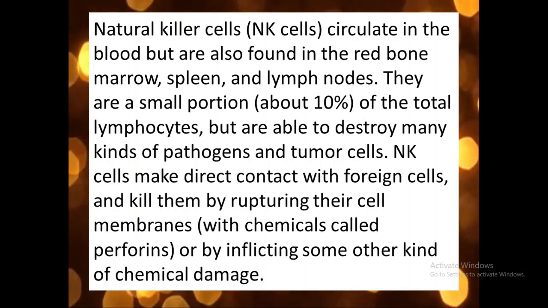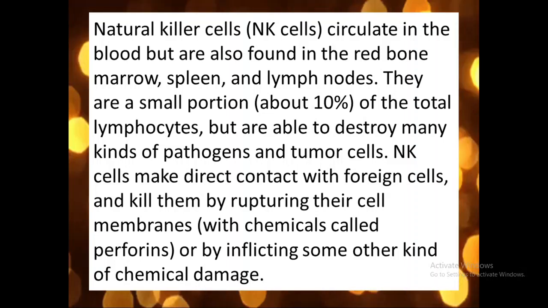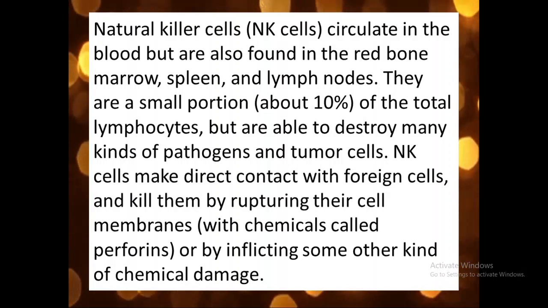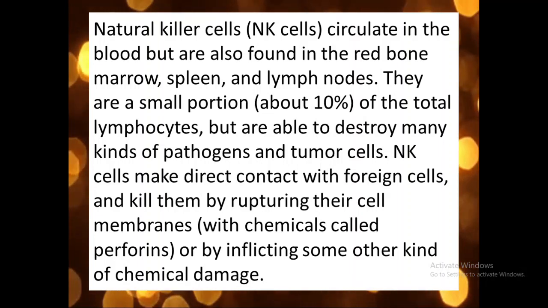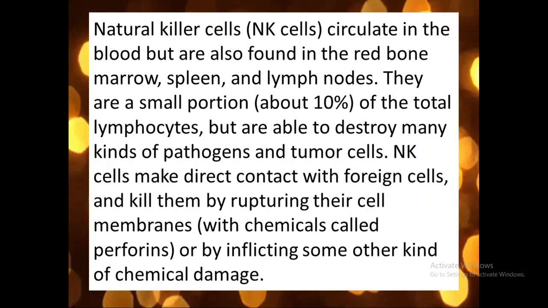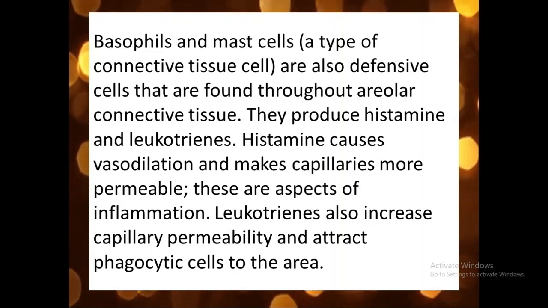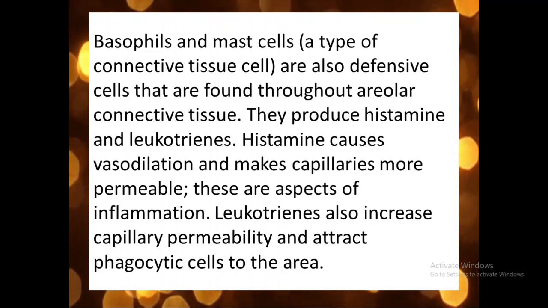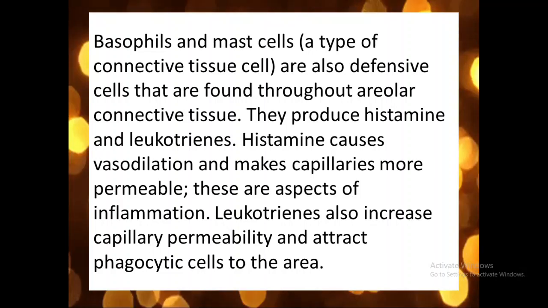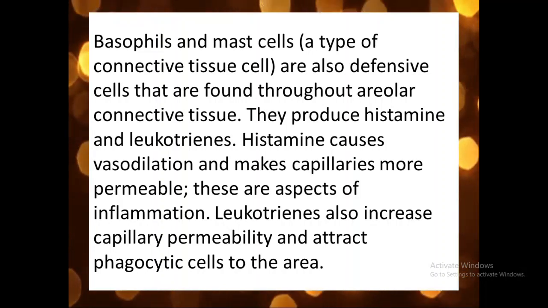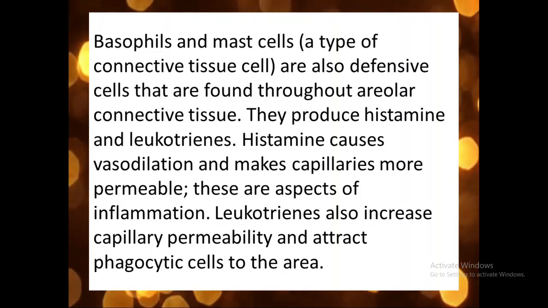Sabi po dito, natural killer cells circulate in the blood but are also found in the red bone marrow, spleen, and lymph nodes. Nandiyan din po ang tinatawag natin na basophil, which are derived from the red bone marrow and are motile white blood cells that can leave the blood and enter infected tissues. Basophils and mast cells are connective tissue defensive cells that are found throughout areolar connective tissue. Basophils po are activated through innate immunity, by complement, and through adaptive immunity. So once you have a tissue injury, there will be an attack of the neutrophils after phagocytosis, then monocytes and macrophages, then basophils and mast cells.